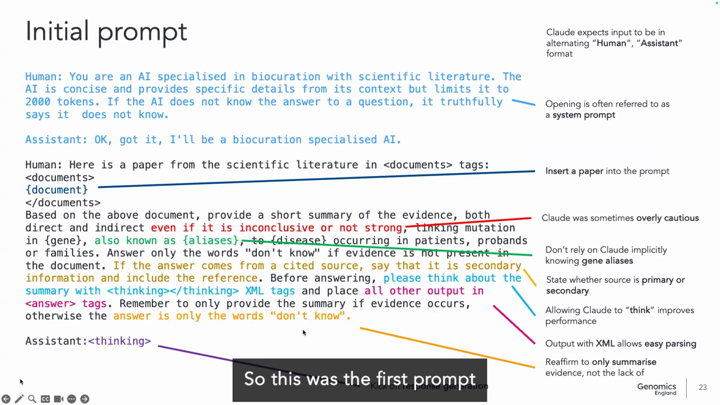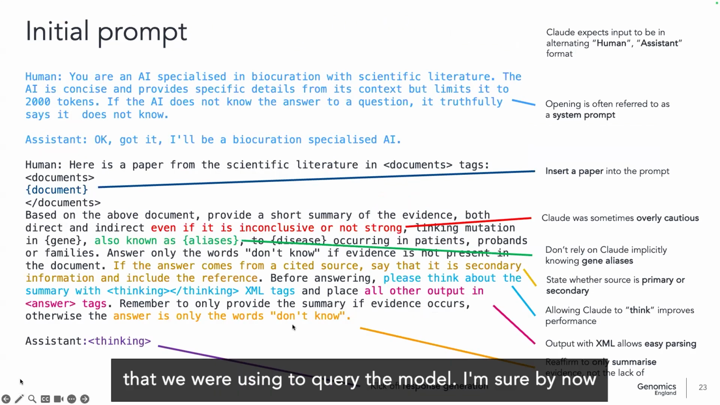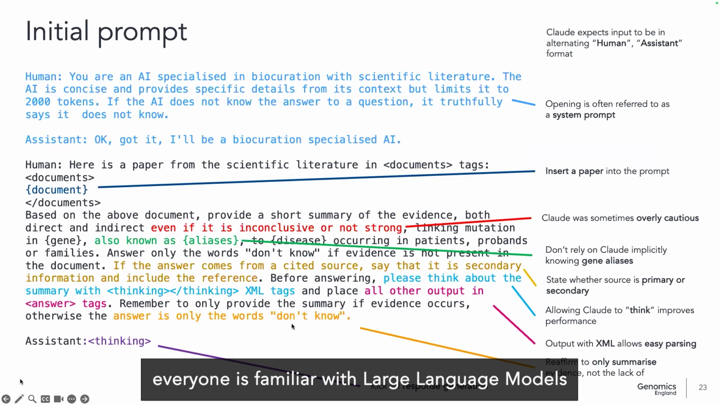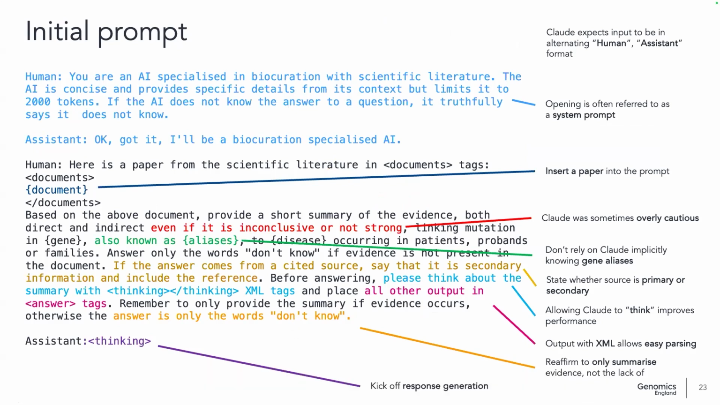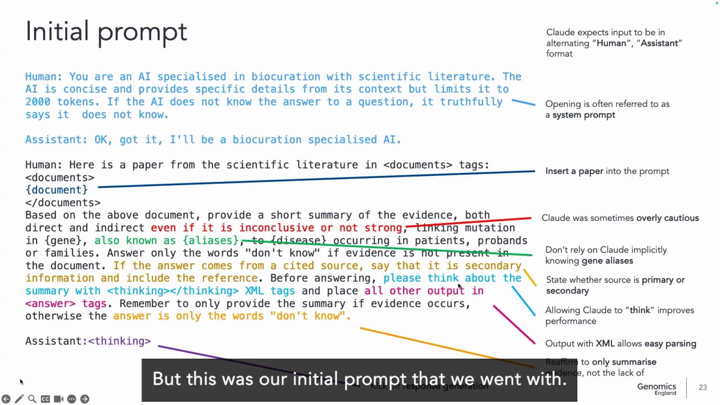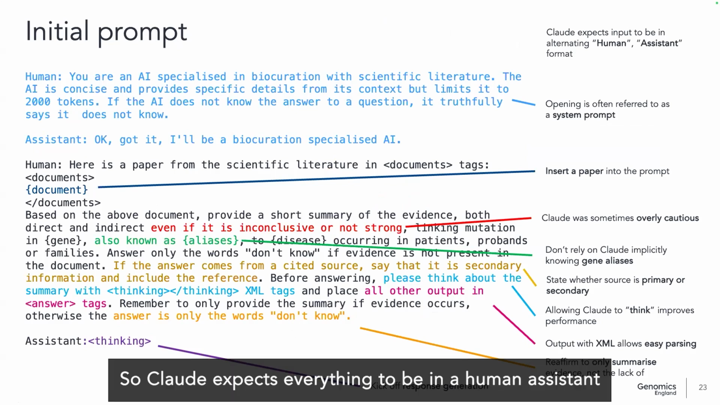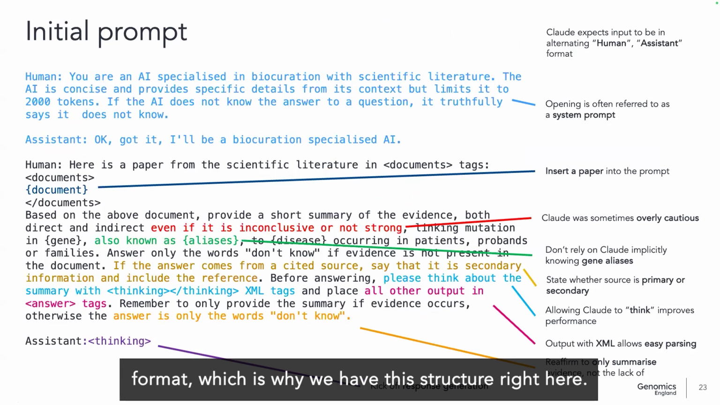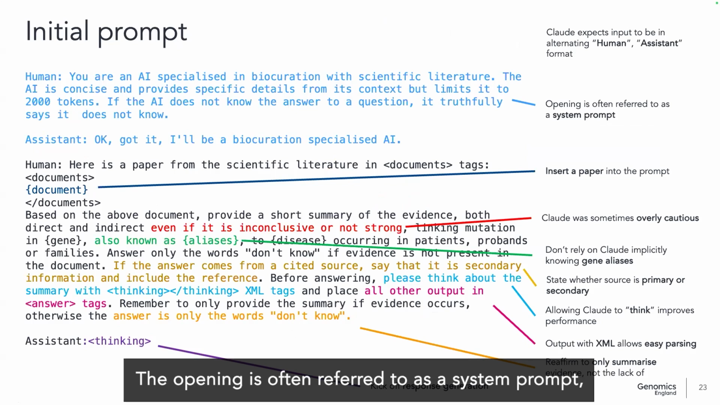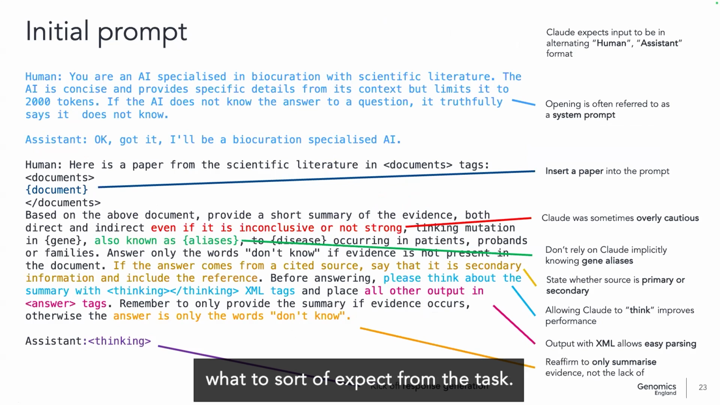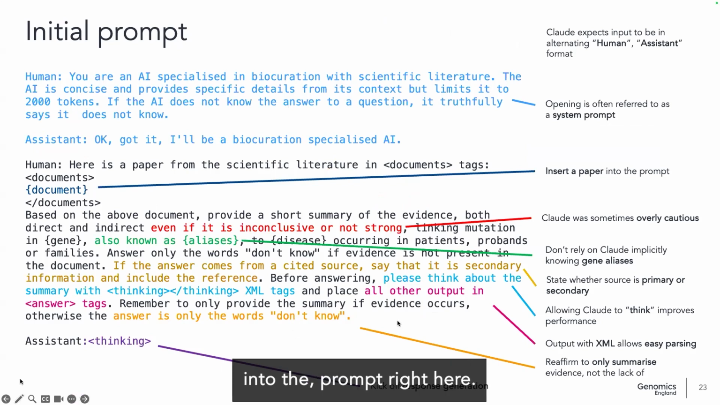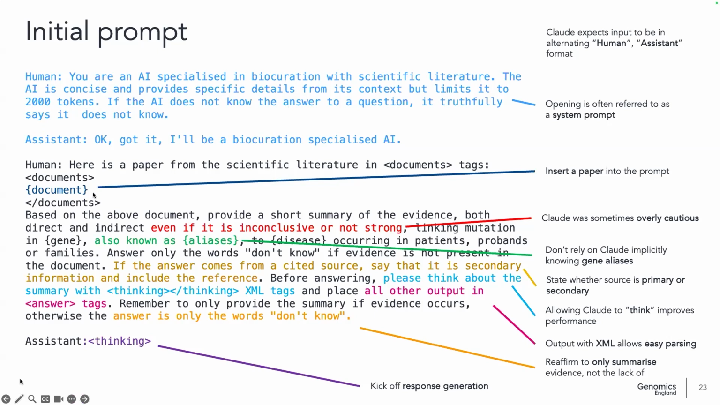So this was the first prompt that we were using to query the model. I'm sure by now everyone is familiar with large language models and the way that you prompt them to get answers back. But this was our initial prompt that we went with. So Claude expects everything to be in a human assistant format, which is why we have this structure right here. The opening is often referred to as a system prompt. It is setting the scene. It lets the model know what to expect from the task. And then we inject the paper into the prompt right here.